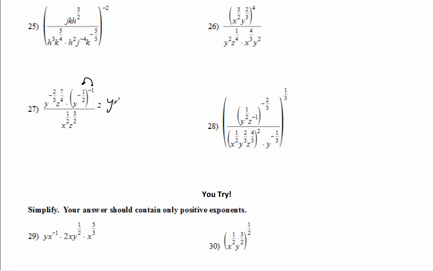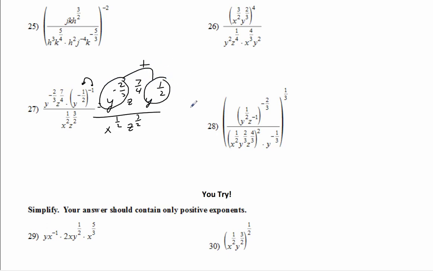So I get y to the negative 2/3. That's still there. I get z to the 7/4. That's still there as well. And then when I multiply those, negative and negative is positive, so it's 1/2 over x to the 1/2, z to the 3/2. Now let's combine my y's because I can take this one and add them together.